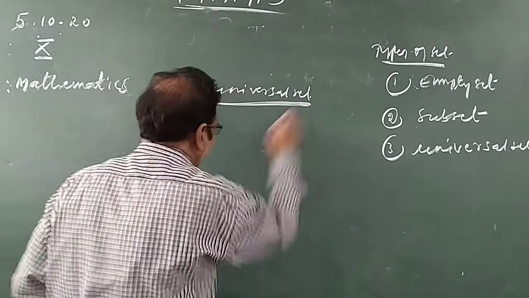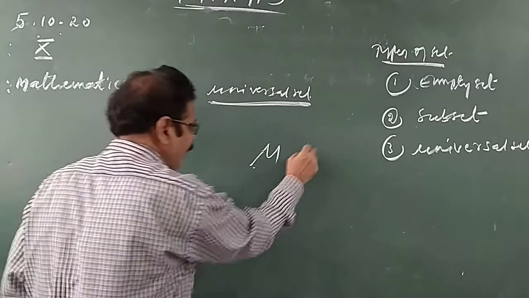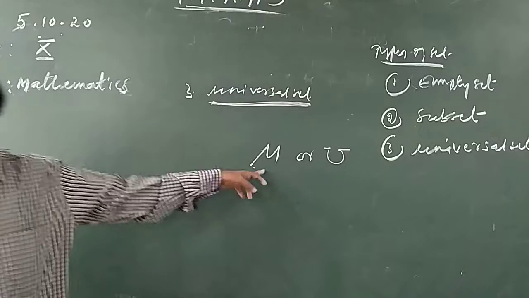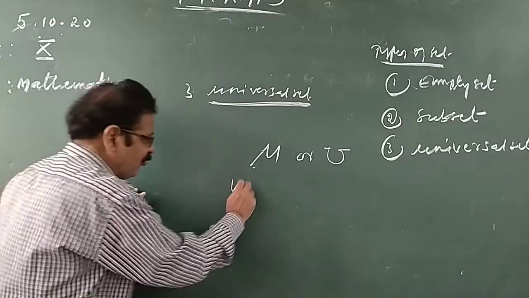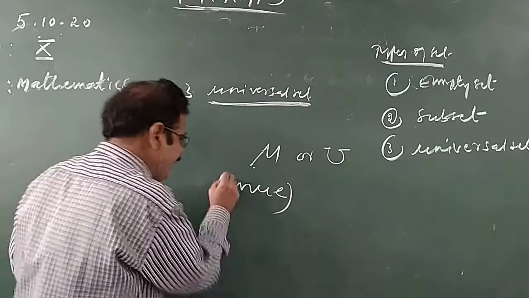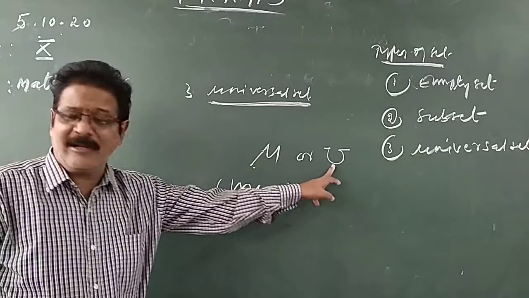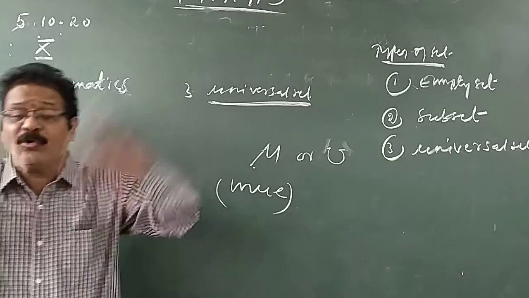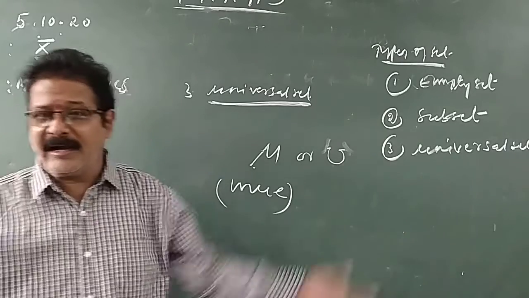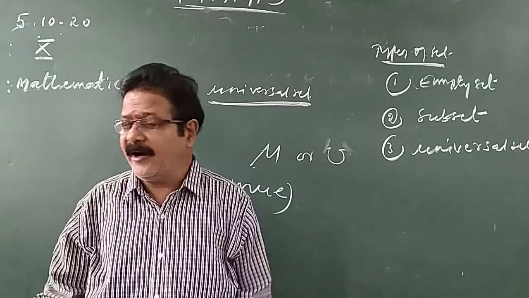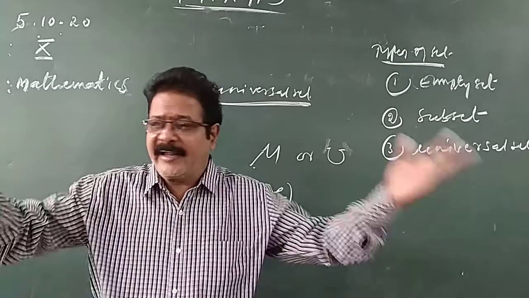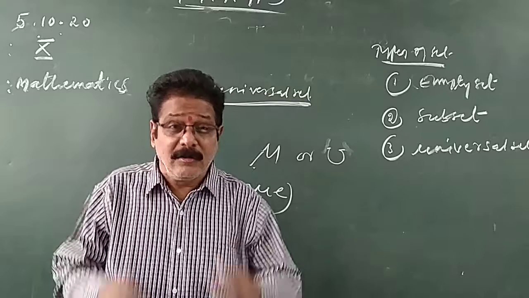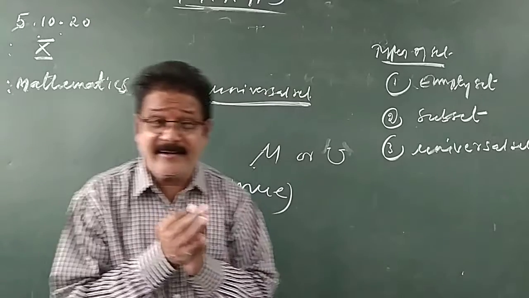The universal set is represented by U. It can be read as mu, M-U-E, mu. We read it as mu or capital U. Universal means total. For example, our school is there. TRRI school is the whole part. The TRRI school is the universal set.